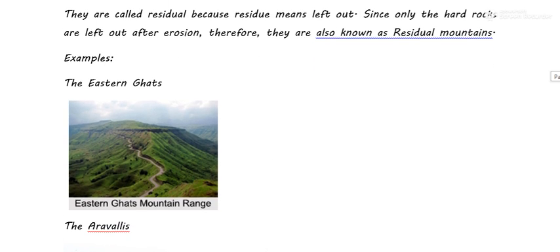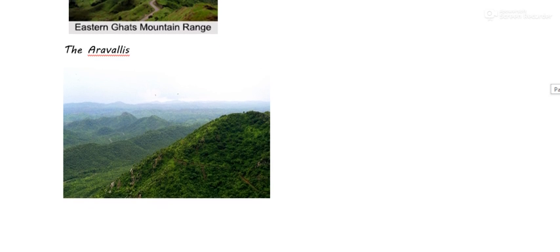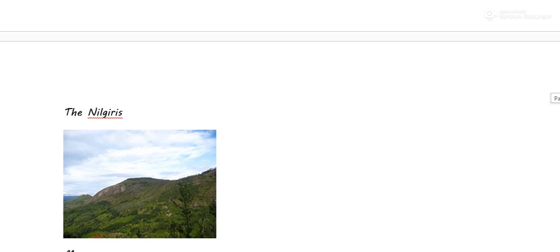The examples of residual landforms or mountains: the first one is the Eastern Ghats. As you can see, certain parts which are uneven are eroded away by factors such as wind and heat, and only the hardest rocks were left out. The second example is the Aravalis of relic mountains, and the third important example is the Nilgiris.